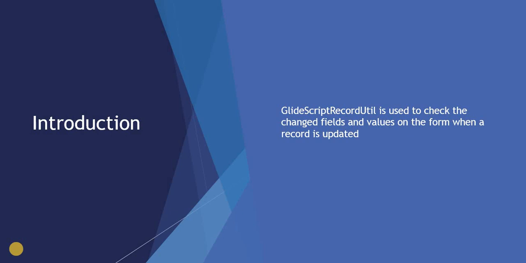Glide Script Record Util is used to check the changed fields and values on the form when a record is updated. So whenever you are updating a record, maybe an incident record, and you want to see what all field values are changed, because it is not possible to have an onChange client script on each and every field on the form. So this is where Glide Script Record Util comes in, and it gives you a list of the fields and its values which have been updated when the record was updated.